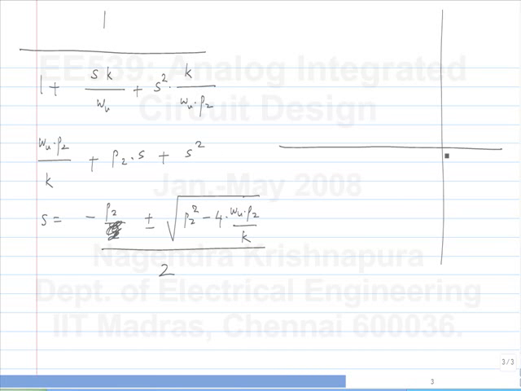So let's say when P2 is at infinity, where is the pole? Is this correct? Is there something wrong with this? When P2 is at infinity, where are the poles? Omega u by k. There is only one pole. The other pole is at infinity. Minus omega u by k, that's where the pole is. This is the S plane.